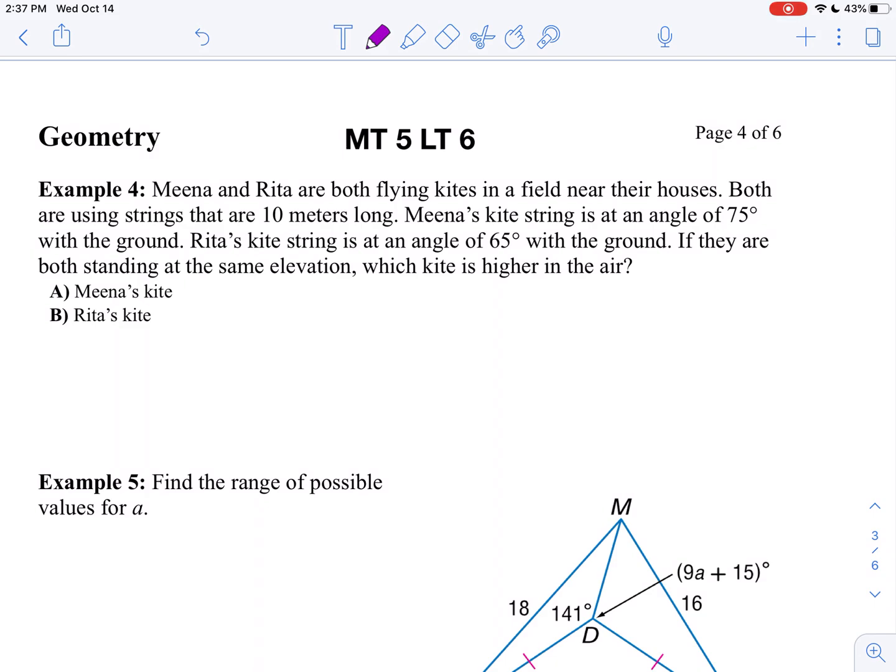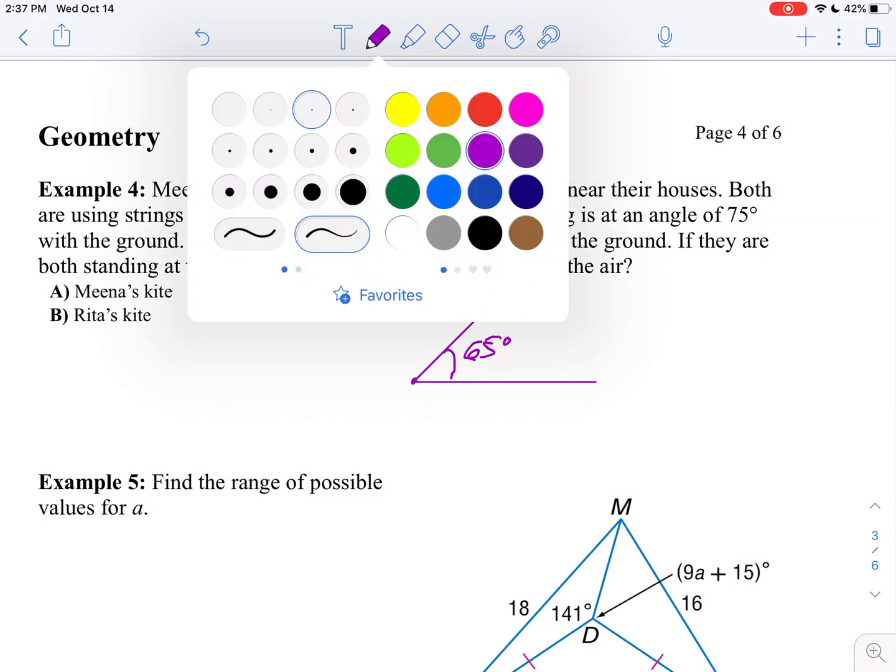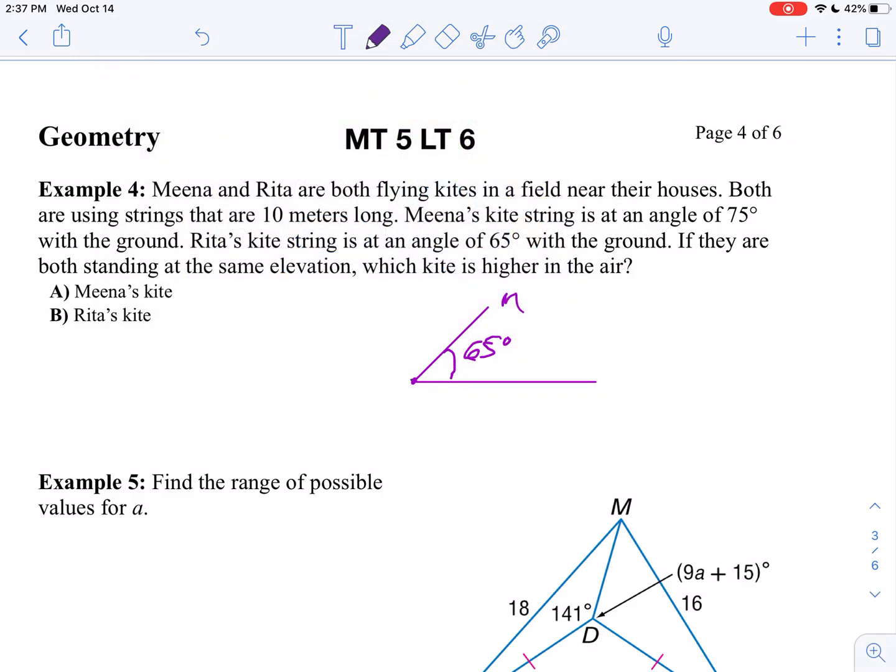So I think what we'll do is we'll make this into a single triangle. So we have our ground right here. And Mina is up at 65 degrees. So I want to put that in right like that. So this is 65 degrees. I'll use M for Mina. And then Rita is at an angle of 75 degrees. And I want them to be exactly the same distance, but this angle is 75 degrees with the ground.